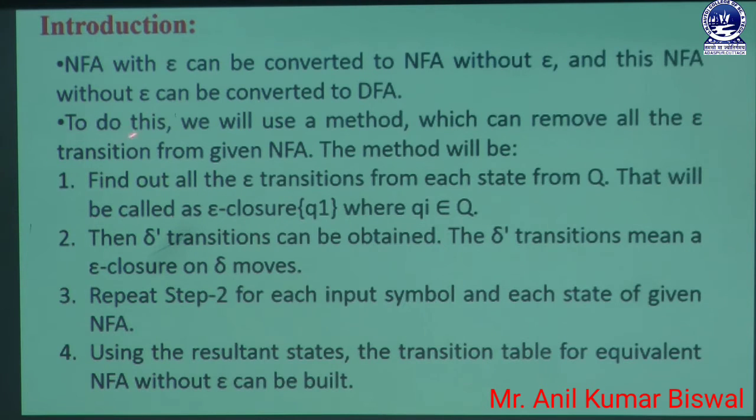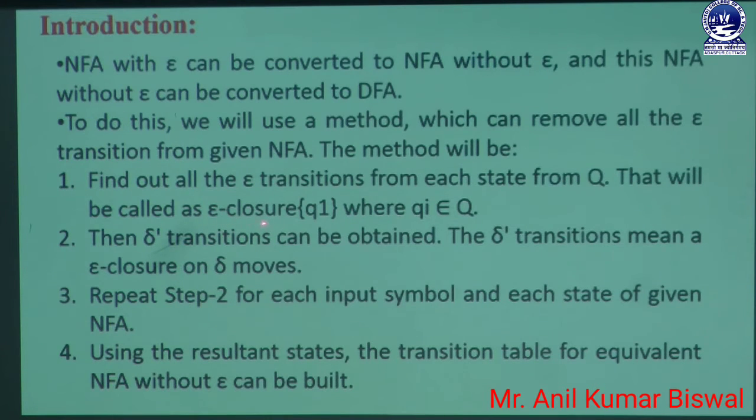So to do this we will use a method which can remove all the epsilon transitions from the given NFA. Here we have some steps which I describe below. Step 1: find all the epsilon transitions from each state in Q, which is called the epsilon closure. If a user wants to remove epsilon from their transition diagram, they should know how to create the closure of epsilon. That means here we are going to discuss the epsilon closure property.